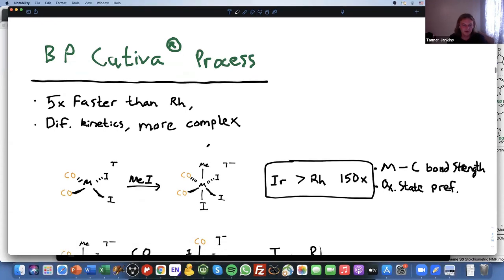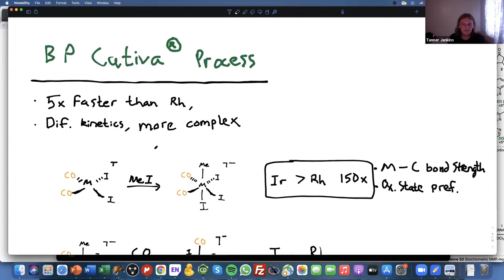And so although I won't work you through the complex network that is the BP Cativa process, I'll just note that it shares many similarities to the Monsanto process. And we'll go over two of the main differences which explain why this process is allowed to occur in a more efficient fashion.